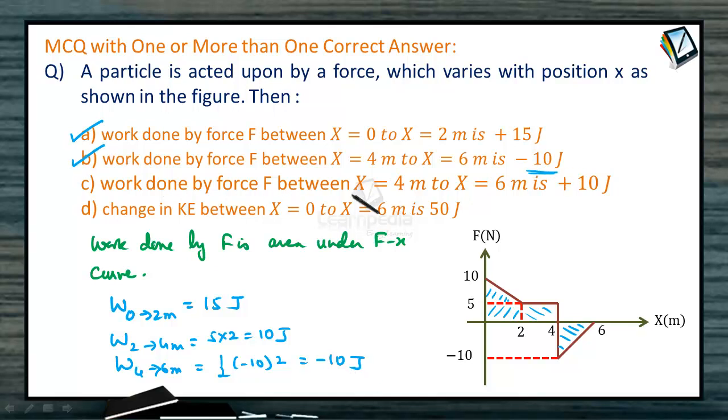Work done by the force between 4 meter to 6 meter is plus 10 joules. Wrong option. Change in kinetic energy between 0 to 6 meter is 50 joules. Change in kinetic energy is equal to total work done. So this is 15 plus 10, 25 minus 10.